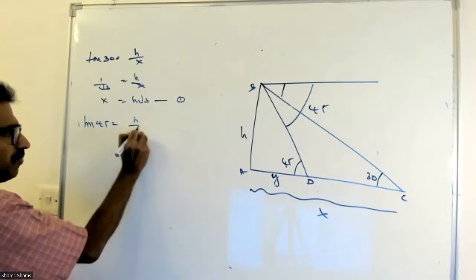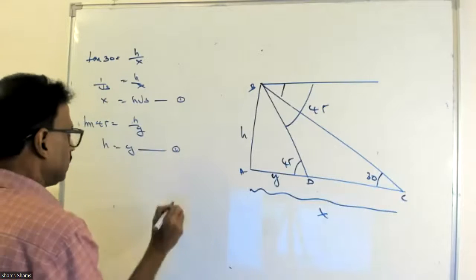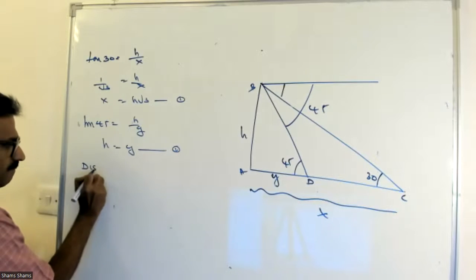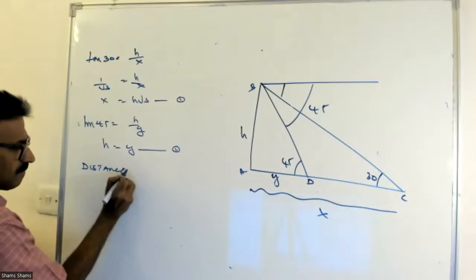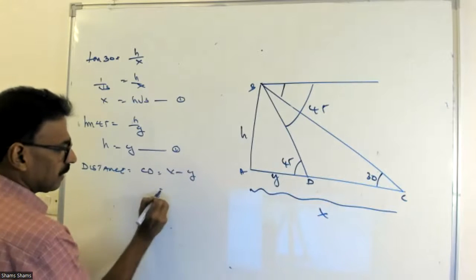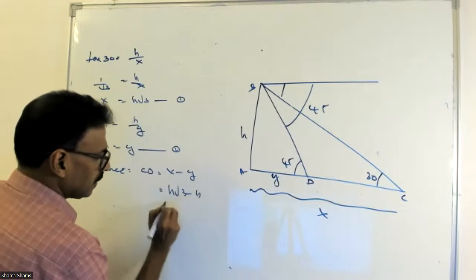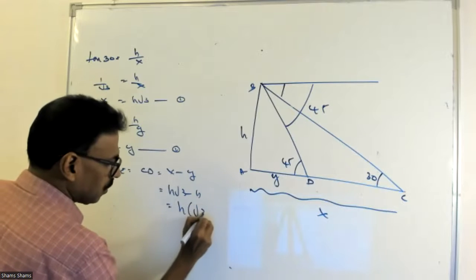Tan 45 equal to H by Y. So, H equal to Y. Number 2. So, distance CD equal to X minus Y. That is H root 3 minus H, equal to H into root 3 minus 1.